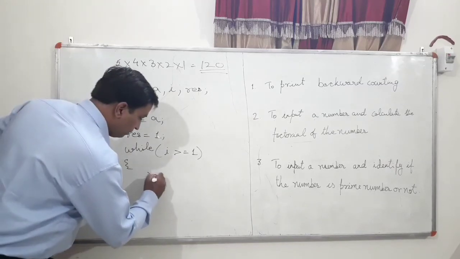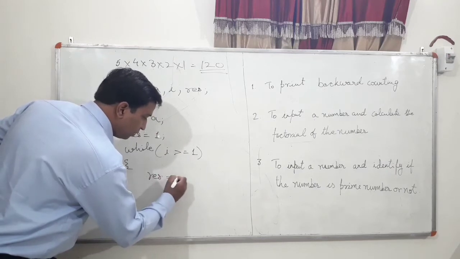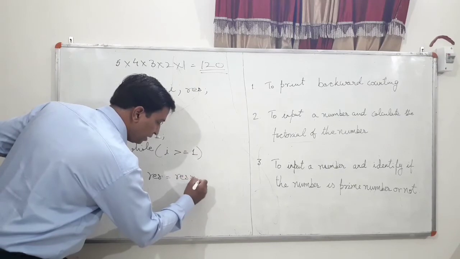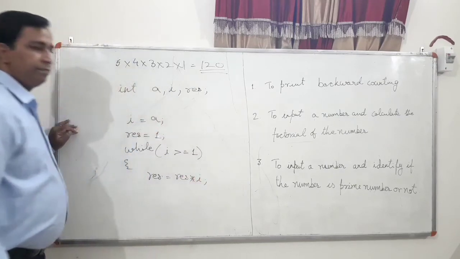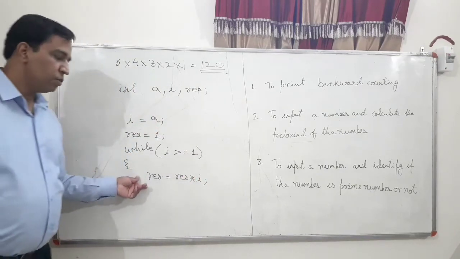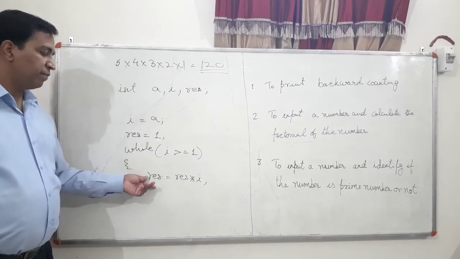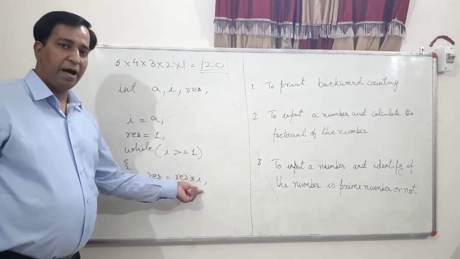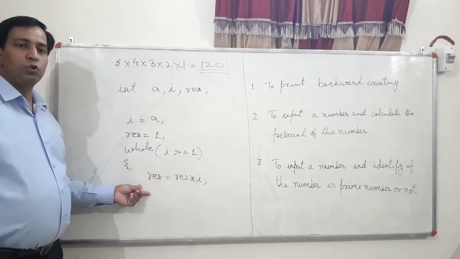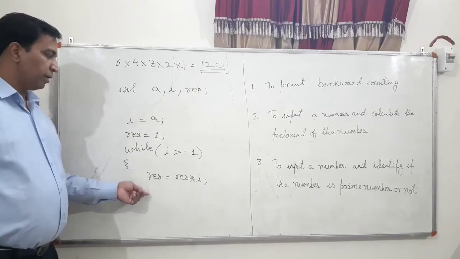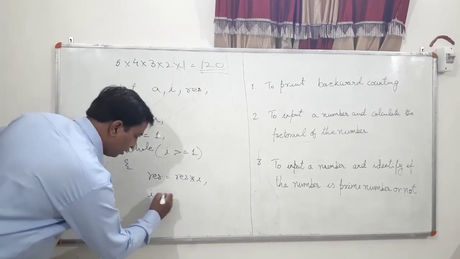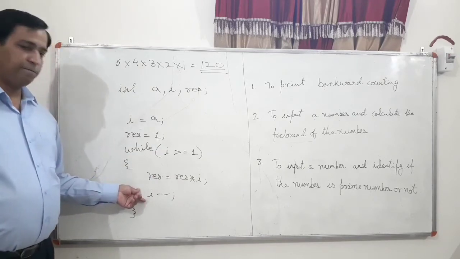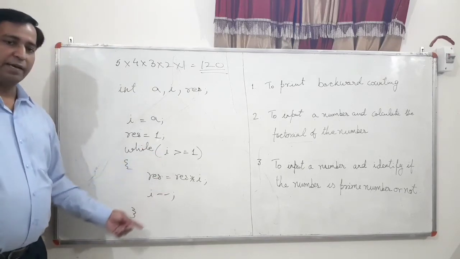So result is equal to result multiplied by I. This is how we'll calculate. That means whatever value result is holding will be multiplied with the value of I, and again stored in result only. Okay, then i's value will be reduced. I's value will be reduced by 1, and then this loop will execute.